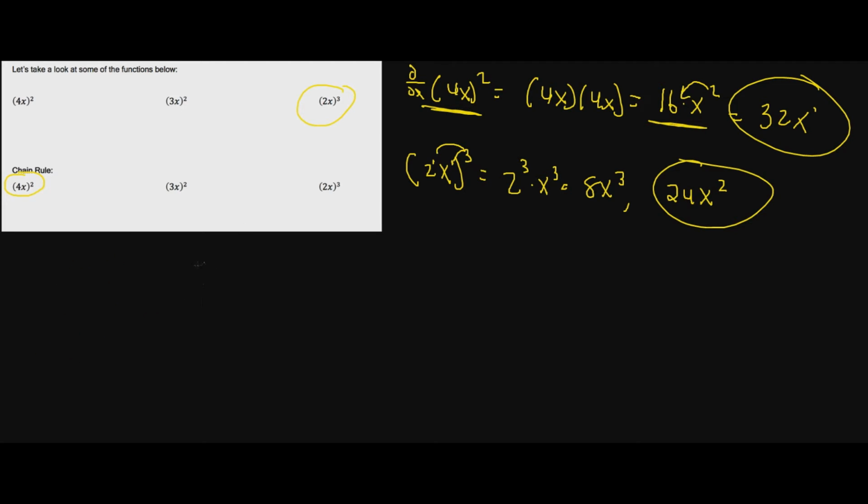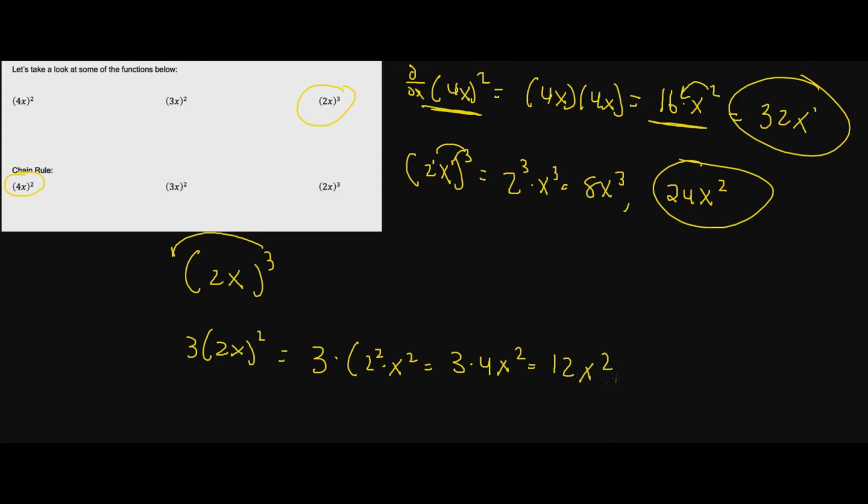Let's go to this one over here. (2x) to the third. Bring the 3 down. We get 3. Ignore everything in here, just like it's not even there. Okay, it was squared. If we were to distribute this out, we get 3 times 2 squared times x squared. So we're going to get 3 times 4 times x squared. We get 12x squared. Well, is 12x squared the same thing as 24x squared?